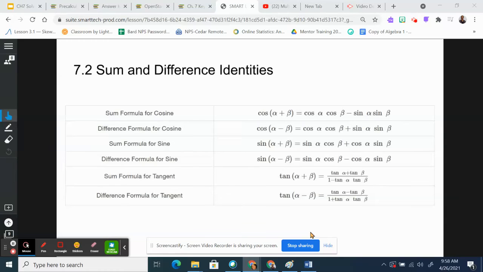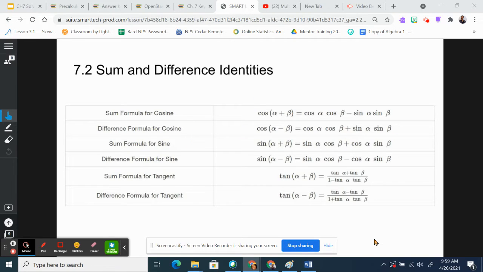We're now going to take a look at some more identities. So we're going to start off with a set of sum and difference identities. This lets us know what to do when we have a sum or difference inside of the argument for our cosine, sine, or tangent functions.